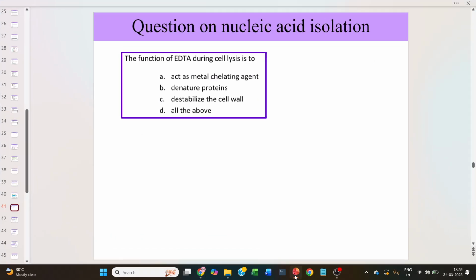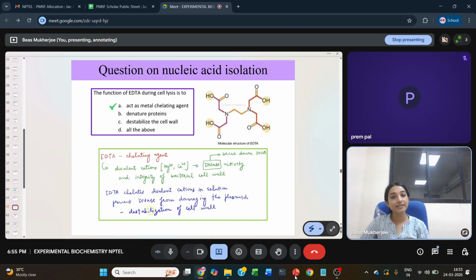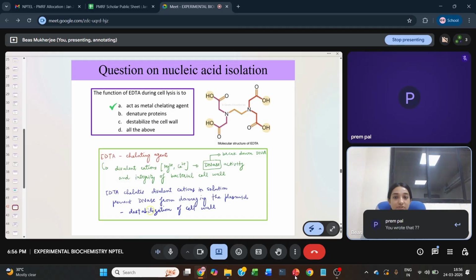Okay. Yes, that is true. And that is the structure of EDTA. EDTA is a chelating agent for divalent cations such as Mg2+ and Ca2+. They are used by DNases, which break down DNA, and DNase activity and the integrity of the bacterial cell wall require all of these different cations. So EDTA chelates divalent ions in solution and prevents DNase from damaging the plasmid. Destabilization of the cell wall is also done by it.